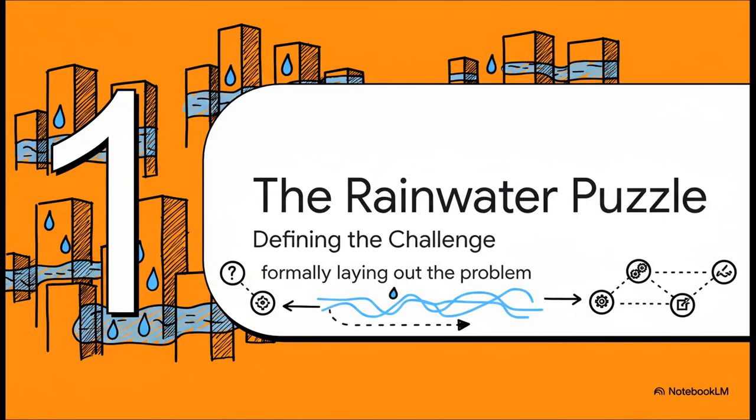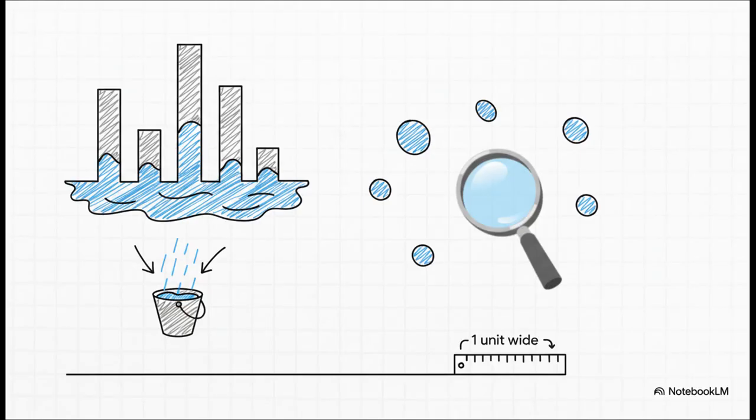Okay, so before we jump into solutions, let's just take a second to formally define the problem. We want to make sure we're all on the exact same page, aiming for the same goal. The official problem statement is this. We get an array of non-negative numbers, that's our elevation map. Our job is to write a function that calculates the total volume of water it can hold. And remember, each bar is 1 unit wide, which actually makes the math a whole lot simpler.